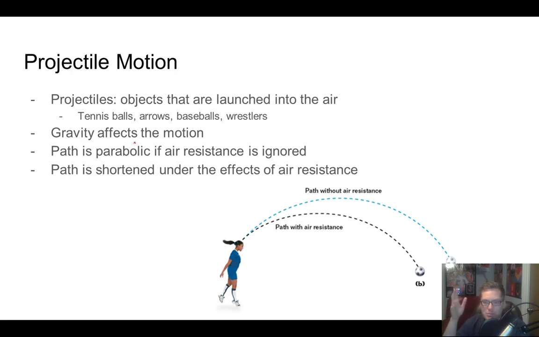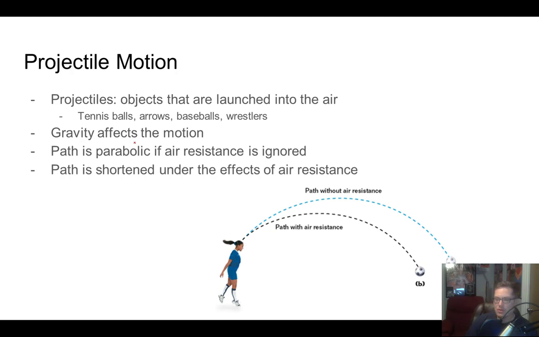Tennis balls, arrows, baseballs, wrestlers, my kids when I launch them off the couch, etc. Stuff like that. Okay, and the problem here is gravity is constantly pulling down, because we know that gravity is 9.8 meters per second squared all around the Earth, and pretty much we assume that anywhere humans live, within Earth, it's 9.8 meters per second squared.